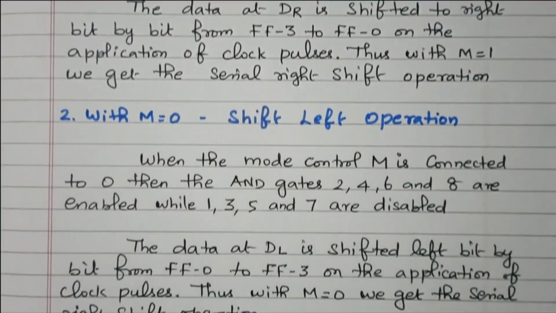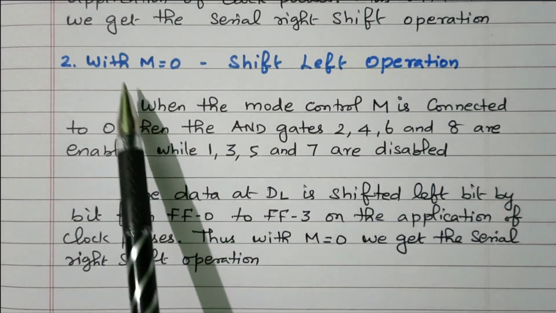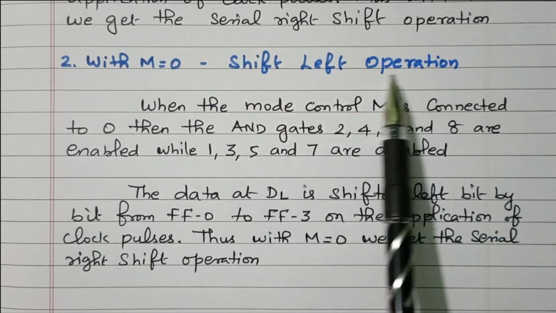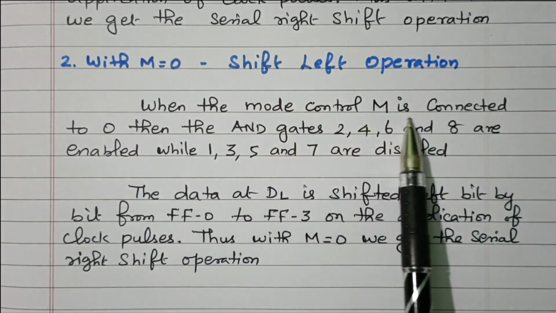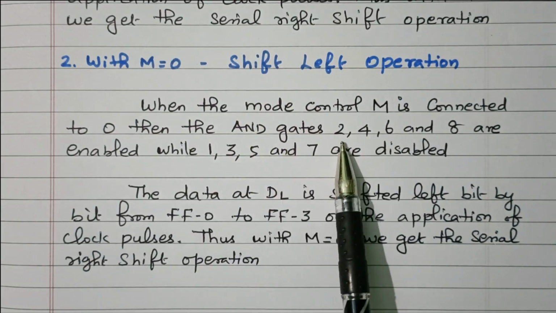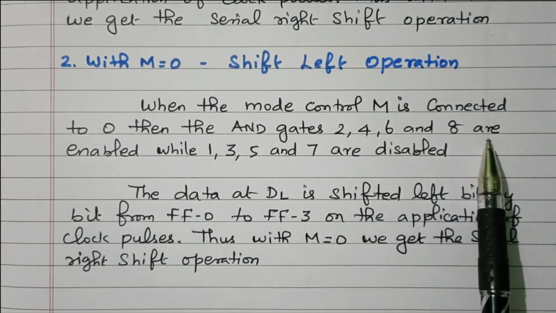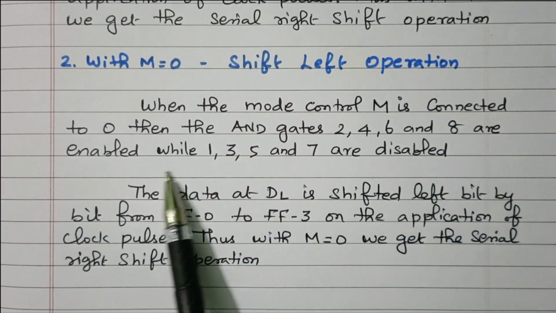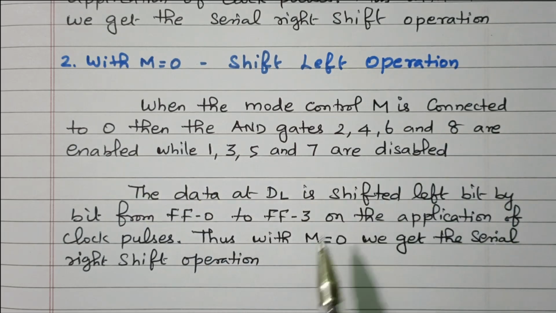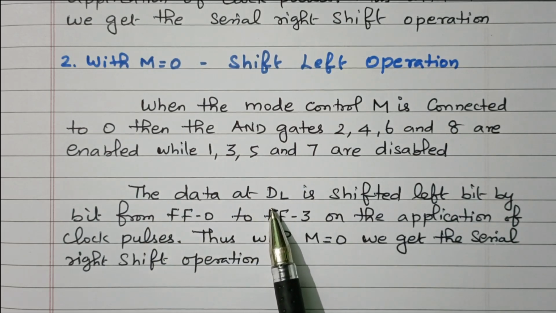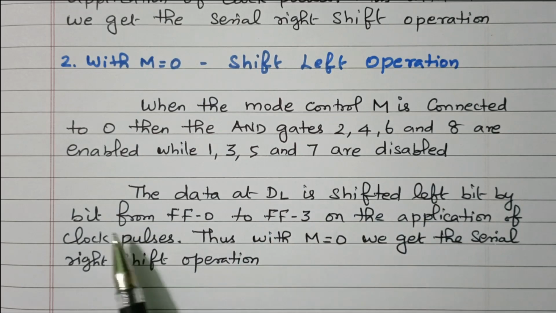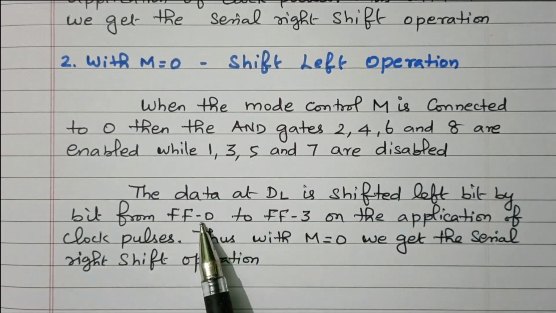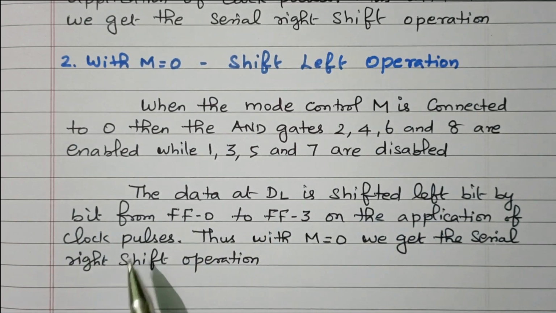Similarly, if M equal to 0, what will happen? If M equal to 0, we can perform shift left operation. When the mode control M is connected to 0, then the AND gates 2, 4, 6 and 8 are enabled due to the NOT gate connected, and 1, 3, 5 and 7 are disabled. Now the data to be shifted left side, DL, is shifted bit by bit from FF0 to FF3. That is, from the fourth flip-flop to the first flip-flop on the application of clock pulse. Thus, with M equal to 0, we can get the serial left shift operation.